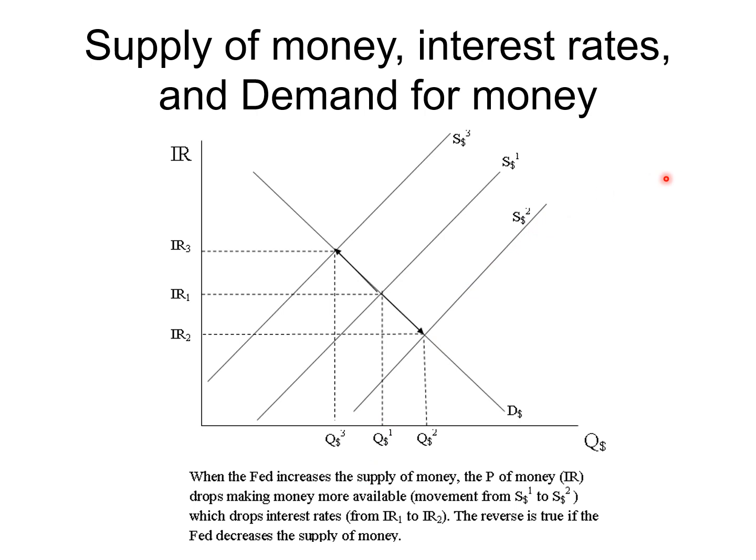Here we see the supply of money, interest rates, and the demand for money. Okay, again, here's the demand for money, given a particular level of prices and income. All right, if the Federal Reserve increases the supply of money, interest rates drop from IR1 to IR2, okay? And because of that, the demand for money goes up, all right? Just like any supply shift. If they reduce the supply of money, interest rates go from IR1 to IR3.